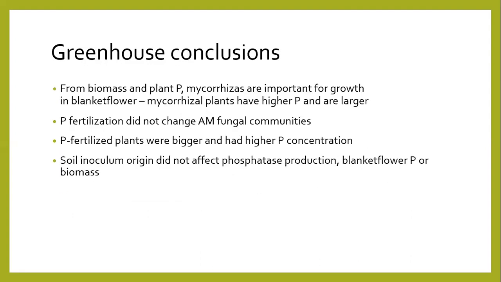So what I concluded from the greenhouse was that from biomass and plant phosphorus, mycorrhizas are important for growth in blanketflower, and that mycorrhizal plants have higher phosphorus and are larger. However, phosphorus fertilization did not change AM fungal communities, but P fertilized plants were bigger and had higher phosphorus concentration. And then lastly, soil inoculum origin did not affect phosphatase production, blanketflower phosphorus, or biomass.